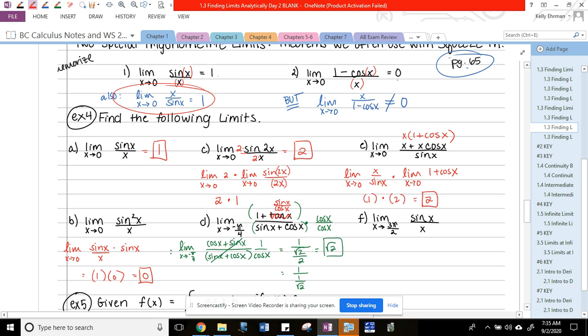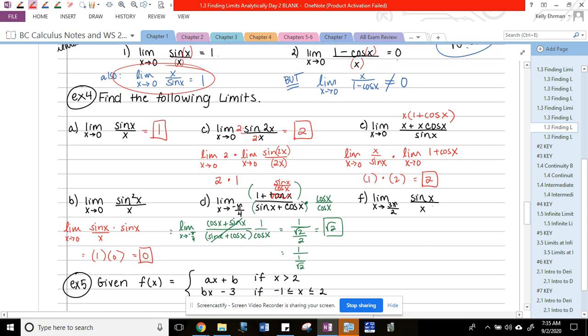Finally, be careful on F. This answer is not 1, even though I see sine x over x. It's the limit as x approaches 3 pi over 2. It's only equal to 1 if you're approaching 0. Direct substitution works here. You get sine of 3 pi over 2, which is negative 1, over 3 pi over 2. We would never leave our answer complex like that. So negative 1 divided by 3 pi over 2 is negative 2 divided by 3 pi.